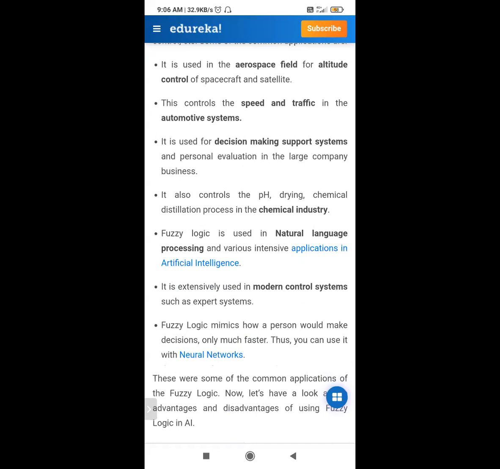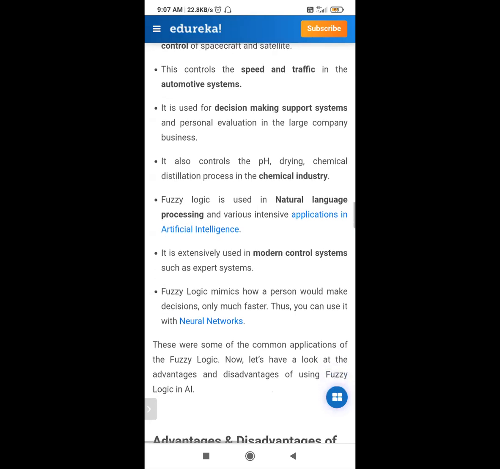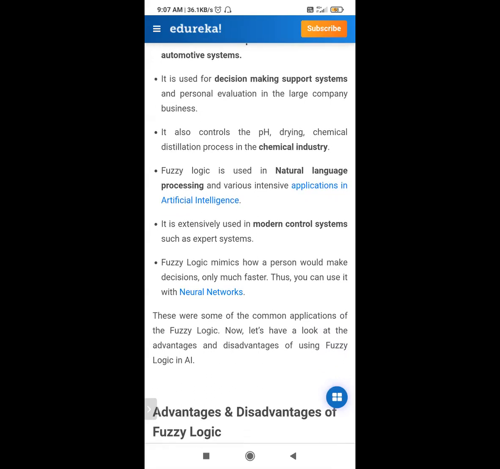Next, it is used for decision making support systems and personal evaluation in large company business. Next, it also controls the pH value, drying, and chemical distillation process in the chemical industry. Next, it is used in natural language processing and various intensive applications of artificial intelligence. So it is extensively used in natural language processing and AI applications.